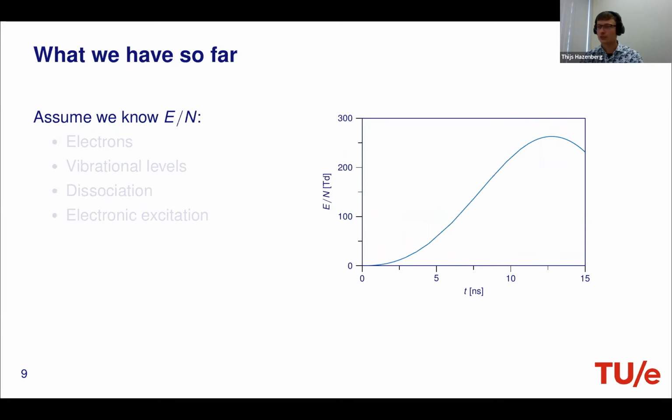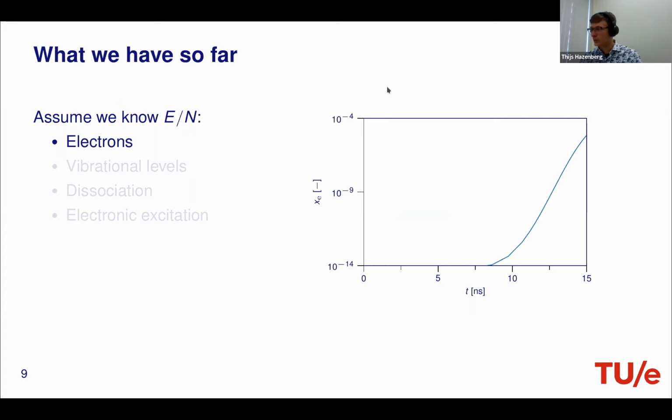So what do we have so far? Assume we have a known reduced electric field, which is a nice pill shape which goes a little bit above 250 Townsend. What we have is that for this reduced electric field, within 15 nanoseconds, we go from effectively 0 electrons in our gas to 1e minus 4 electrons. So that's like a 10 order of magnitude increase in a time frame of just 15 nanoseconds. That's a huge amount in a very short time.